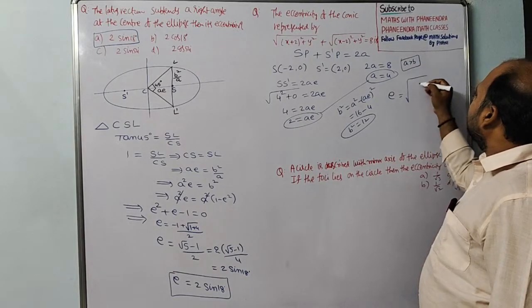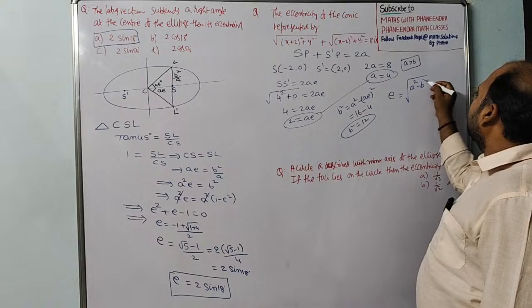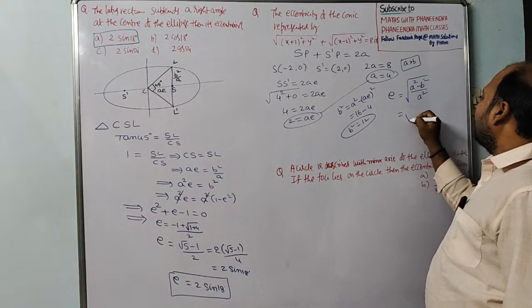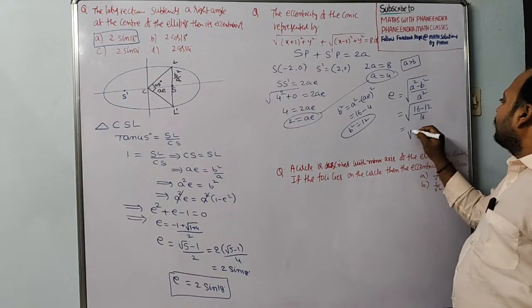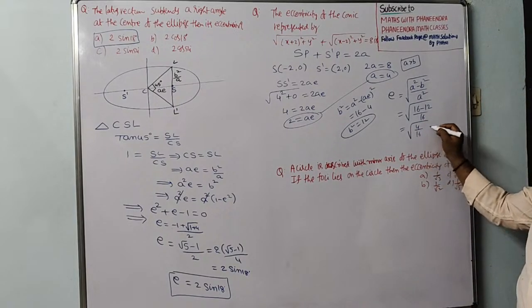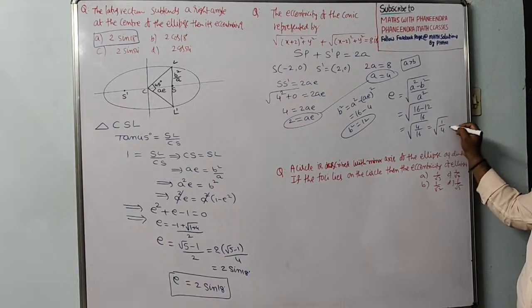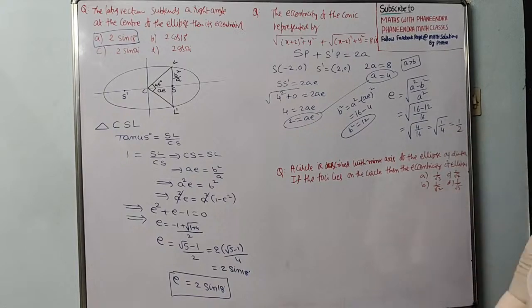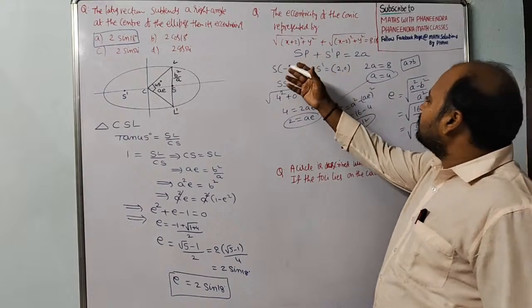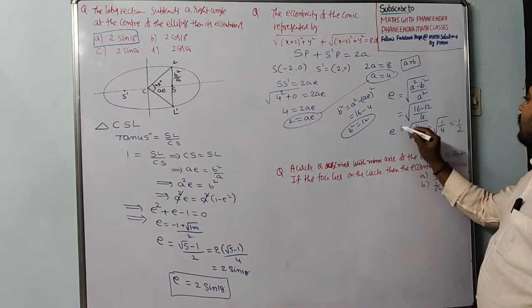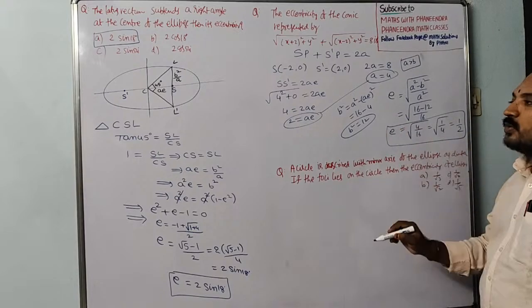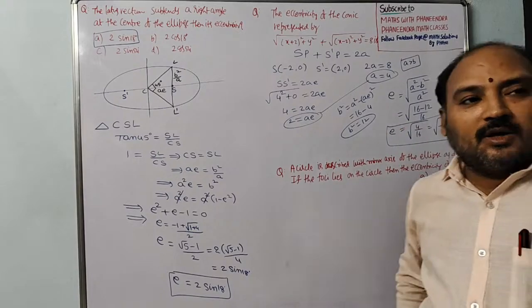So eccentricity e equals square root of (a square minus b square) by a square, which is root of (16 minus 12) by 16, root of 4 by 16, which is equal to root of 1 by 4, which is equal to 1 by 2. I did not give options here. The eccentricity e is 1 by 2. Okay, students, we will move to another question.